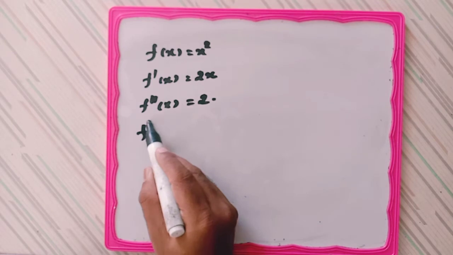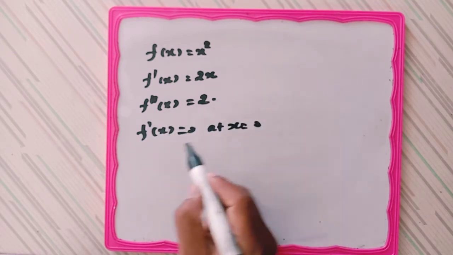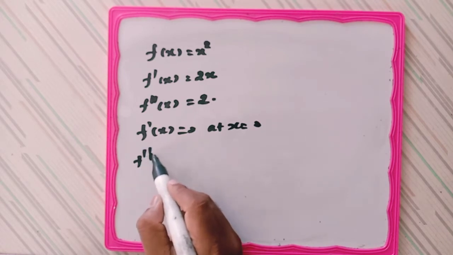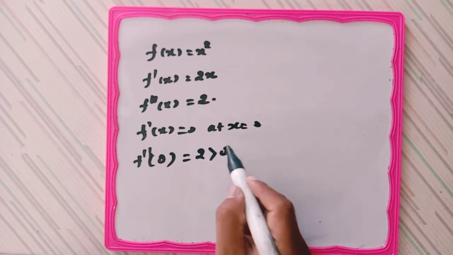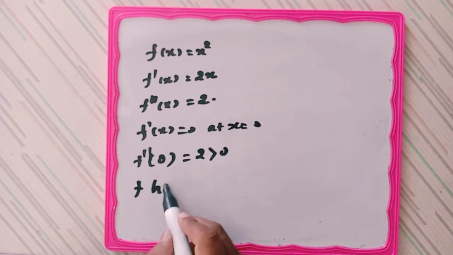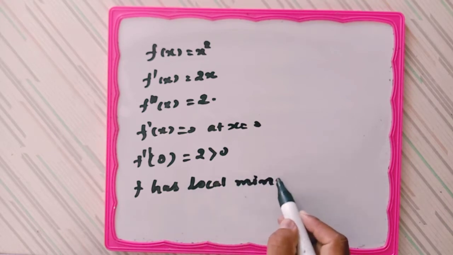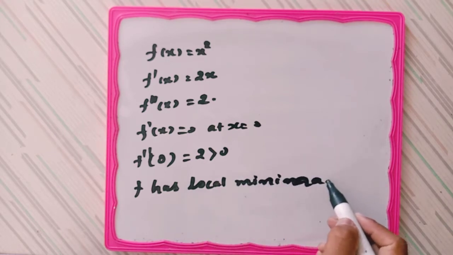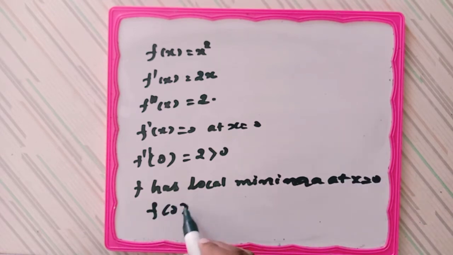So f dash x is 0 at x equals 0, and f double dash 0 is 2, which is greater than 0. So f has local minima at x equals 0, and that will be f(0) equals 0. And so the local minimum value is 0 at x equals 0.